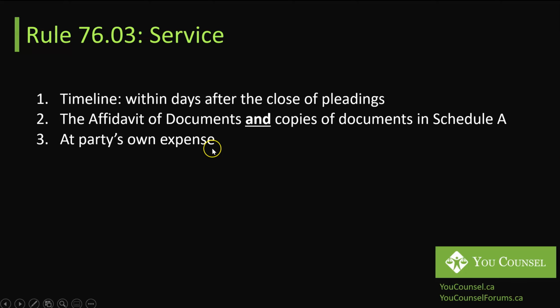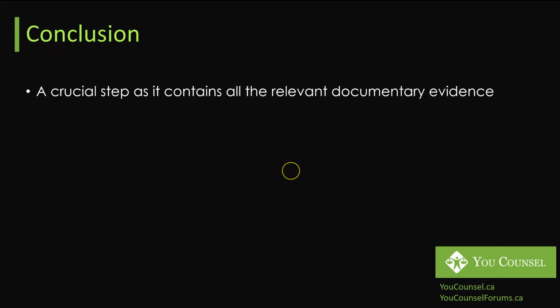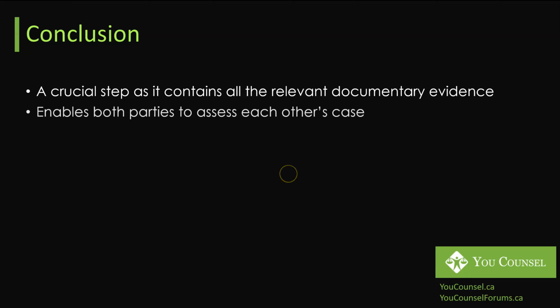In this case, under Rule 76, you have to do this at your own expense. So the rules are very specific. At your party's own expense, you have to serve the affidavit of documents and copies of documents in your Schedule A. What you want to carry from this lecture is that exchanging affidavit of documents is a crucial step because it contains all the relevant documentary evidence on your side and on the other side. So it's a very important step.